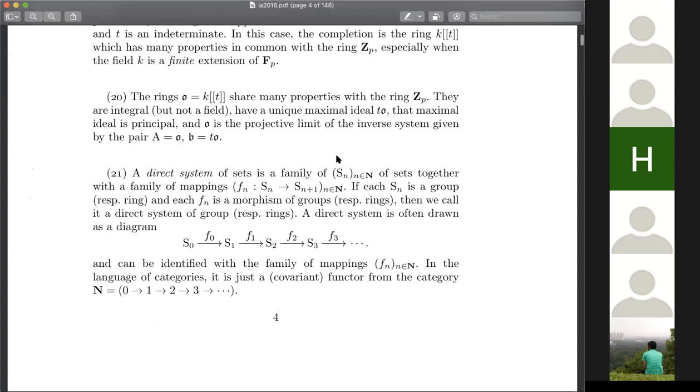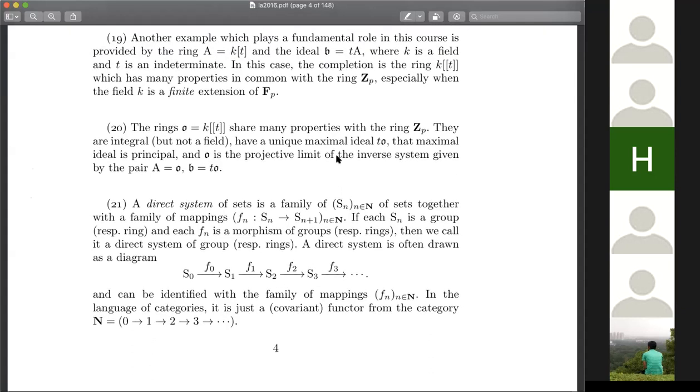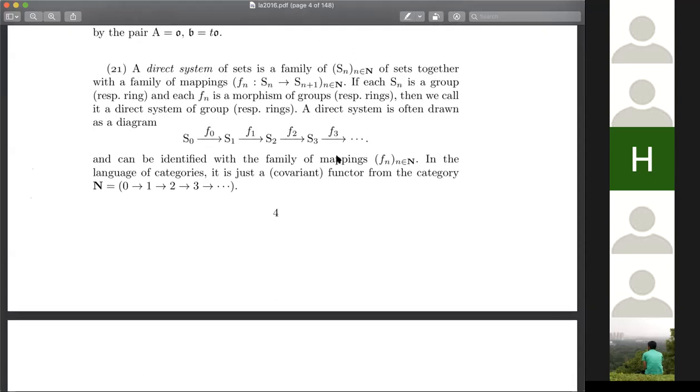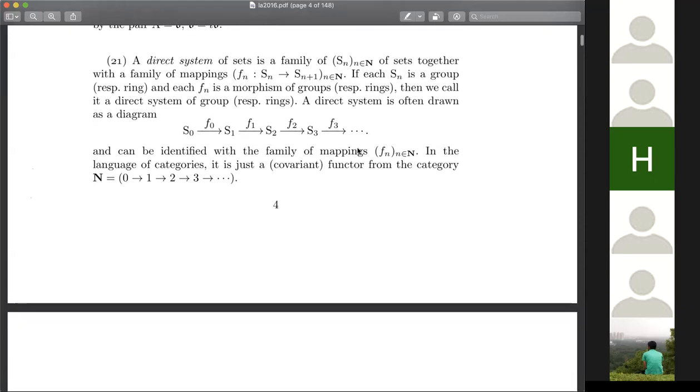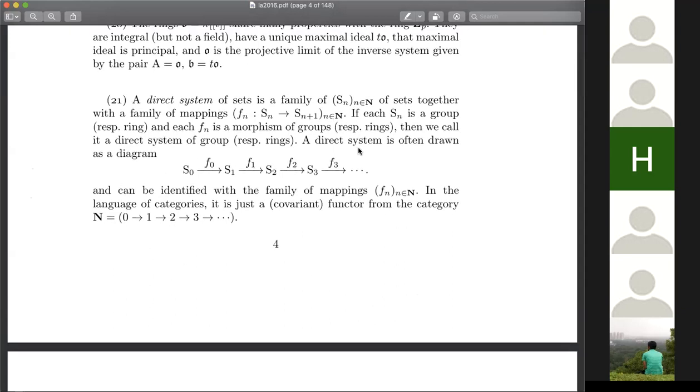So there is this notion, it can be called the dual notion of direct systems. We had talked about inverse systems. There, the maps were from S1 to S0, from Sn plus 1 to Sn. Here the maps are from Sn to Sn plus 1. So this is called a direct system.